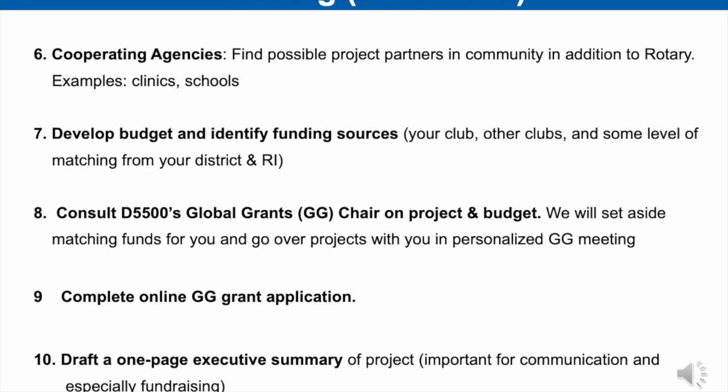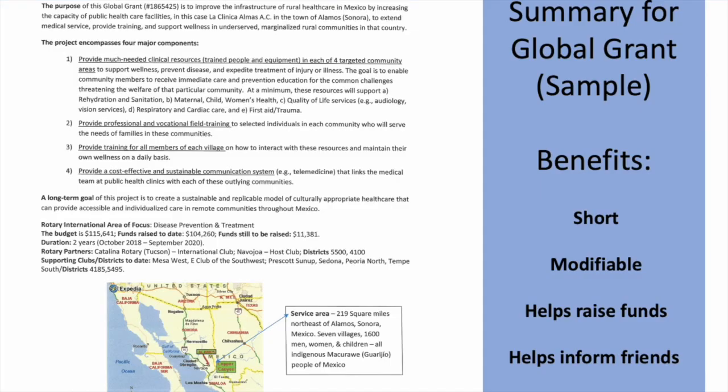And you'll probably want to draft a one-page executive summary of your project, which I have found to be absolutely critical for continuing and maintaining communication, and especially as I try to keep on raising funds. Here's an example of an executive summary for a global grant. It's the one I wrote for my grant that I just finished in Sonora, Mexico, and I used it throughout the entire grant period, especially in the early days when I was trying to raise funds.